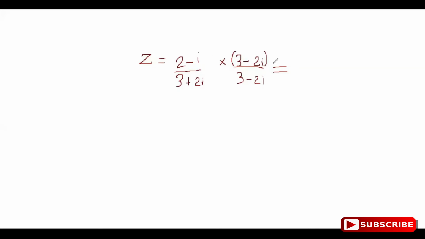We have 2 times 3, that's going to be 6. Then we multiply 2 times minus 2i to get minus 4i. We multiply minus i times 3 to get minus 3i. Then we multiply minus i times minus 2i to get positive 2i squared. Then the denominator becomes the difference of two squares, which is 3 squared minus (2i) squared.